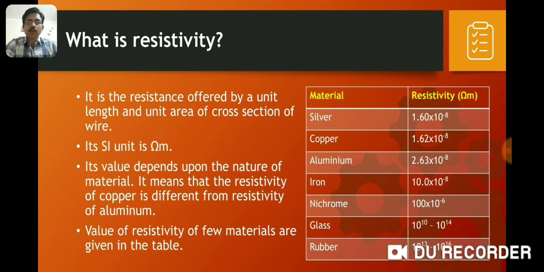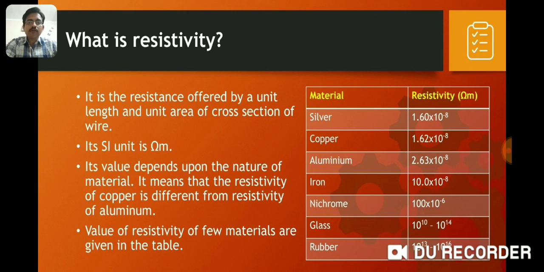Its value depends upon the nature of material. It means that the resistivity of copper is different from the resistivity of aluminium. But it is important to note that unlike resistance, resistivity does not depend on length and area of cross section of the wire. If there are two wires, one thin and the other thick, both made up of copper, then they both have the same resistivity, though their resistance values will be different because their length and thickness are different.